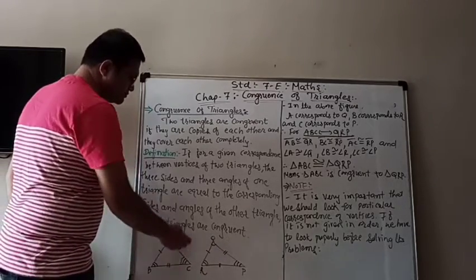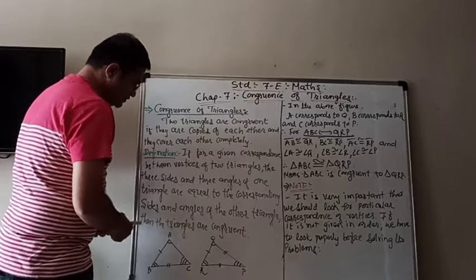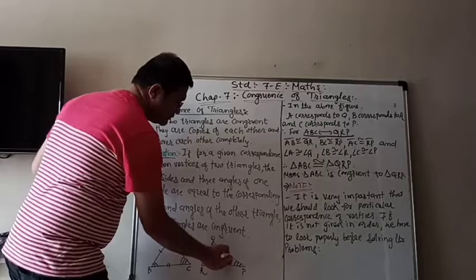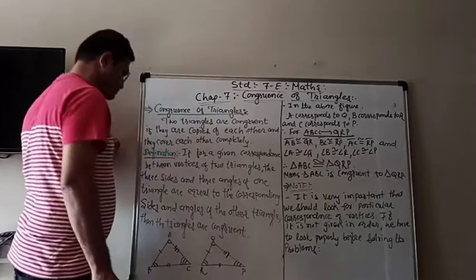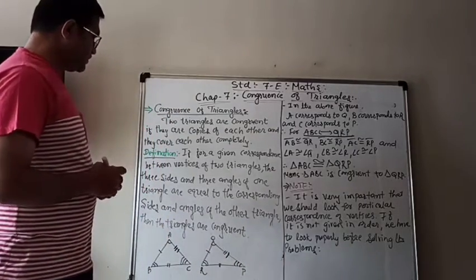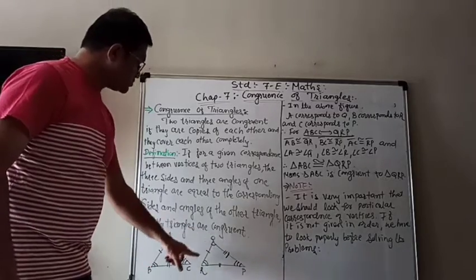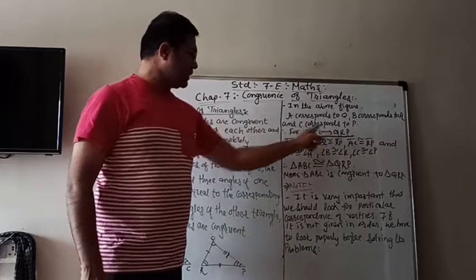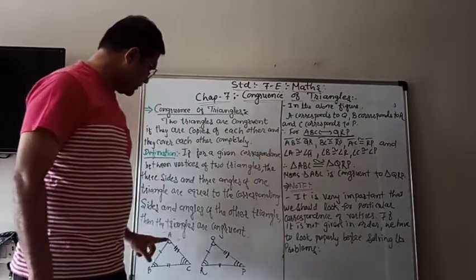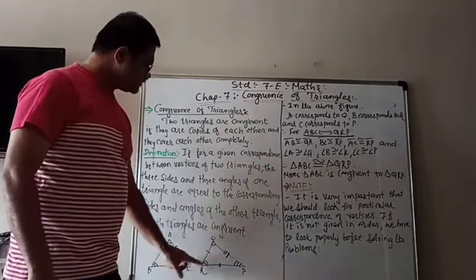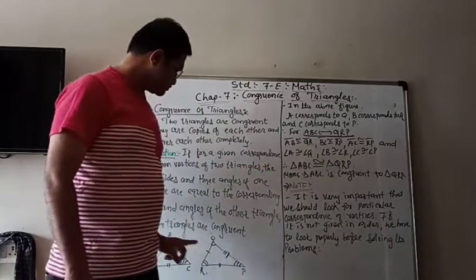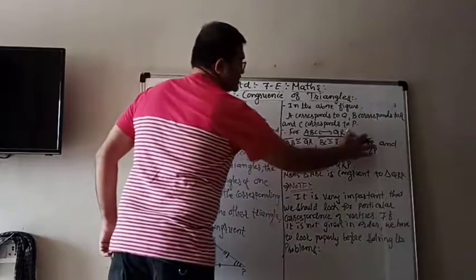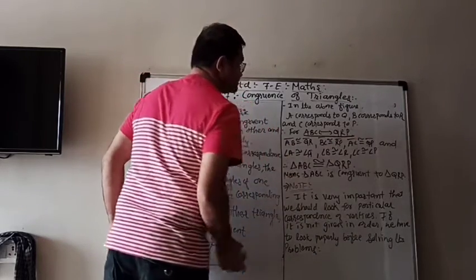Here also we make the same sign, and the third one also has the same 1, 2, 3. So here ABC corresponds to QRP. For ABC corresponding to QRP, AB is congruent to QR, BC is congruent to RP, AC is congruent to QP.